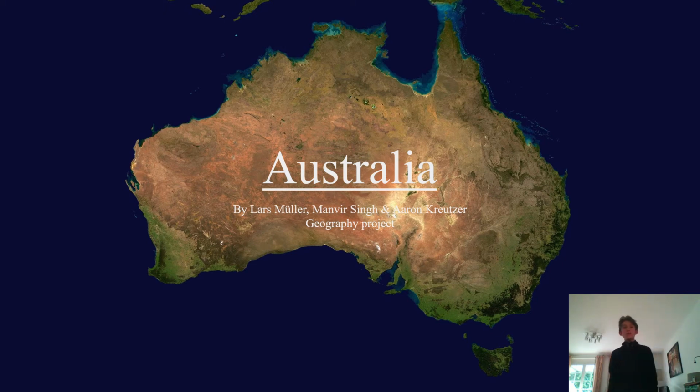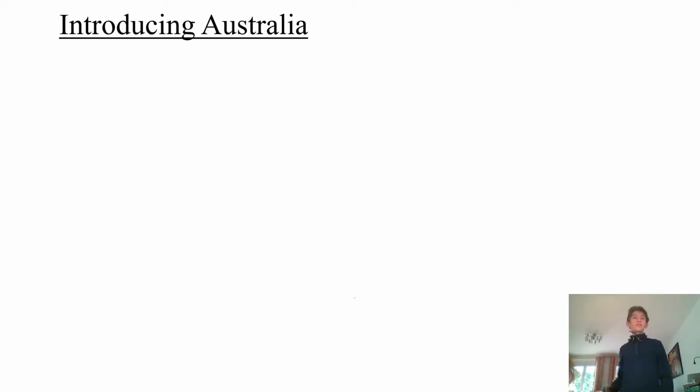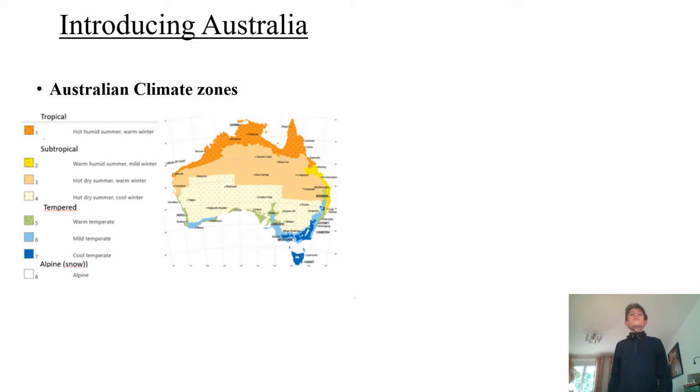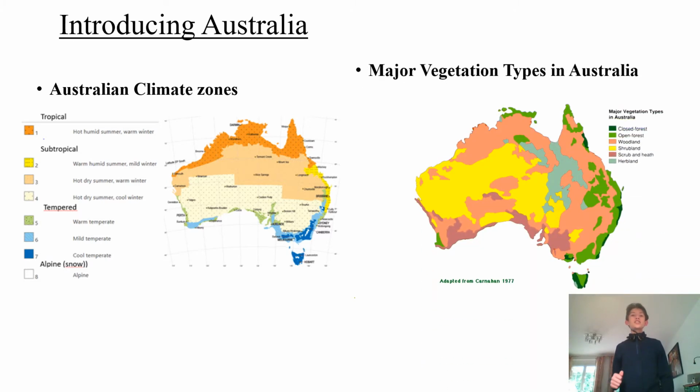I will talk about the climate and some general data from Australia. The climate zones in Australia. In the north, the climate is tropical, but the further south you go, the colder it gets, with even some alpine and snow climate. Major vegetation types in Australia.